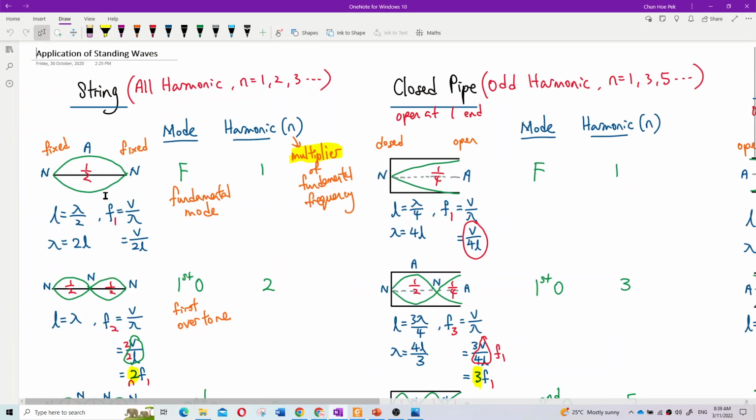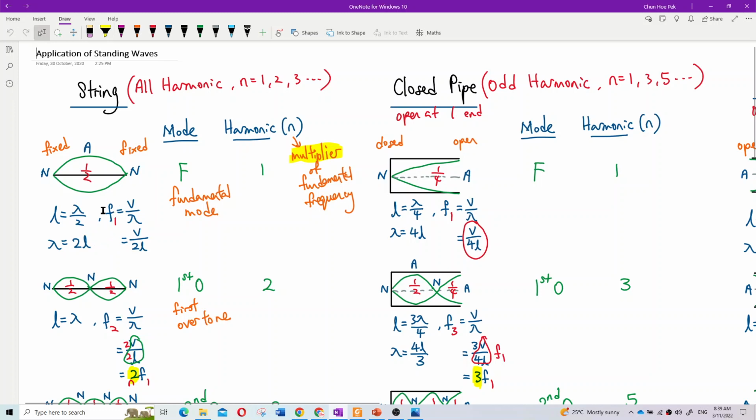Okay, so just now I said from node to node is how many wavelength? From node to node, half wavelength. That's why I write half wavelength. So the whole length L, this is the length of the string, is actually half wavelength, correct or not? Half wavelength. So then we can find the wavelength. Wavelength is equal to 2L. Lambda equals 2L.